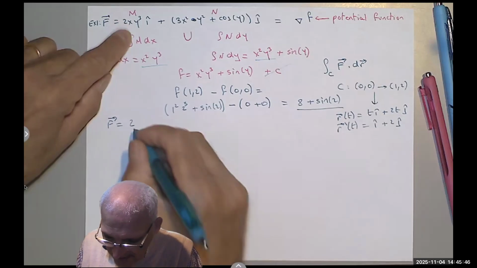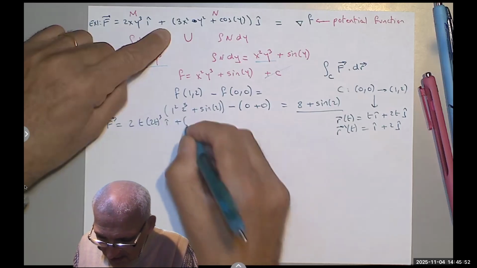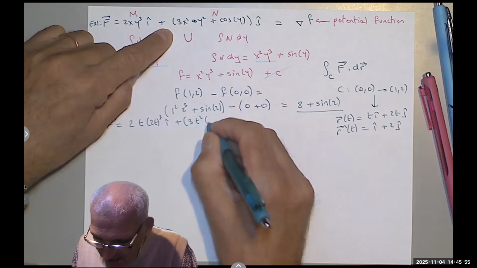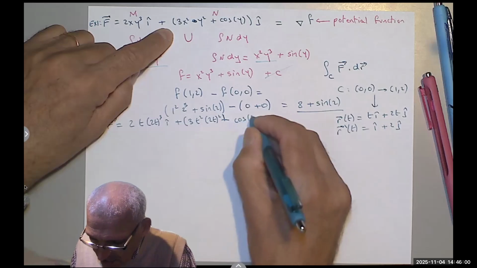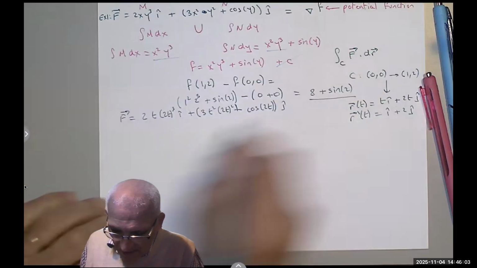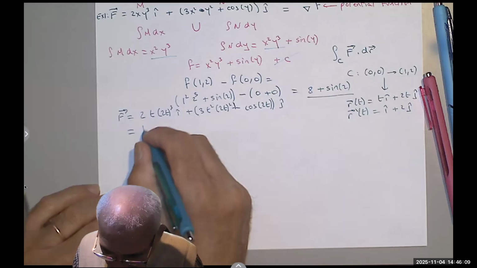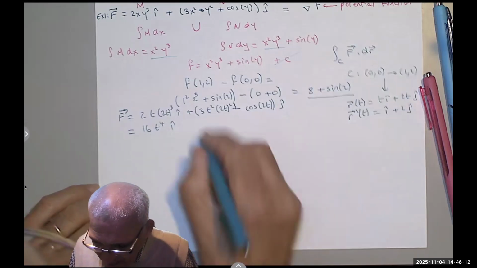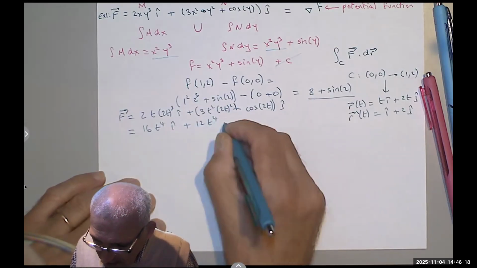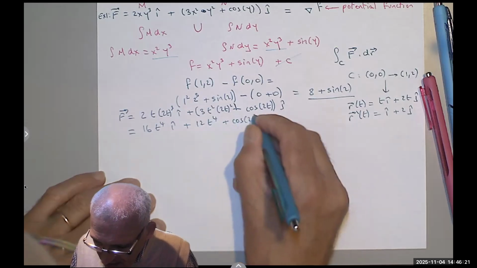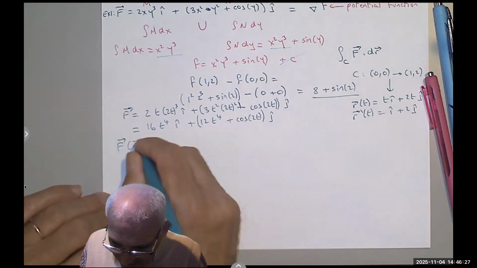2 times t times 2t cubed i plus 3t squared, 2t squared plus cos 2t j. Let's clean it up. 2 cubed is 8 times 2 is 16 t to the fourth i plus 2 squared is 4 times 3 is 12 t to the fourth plus cos 2t j.